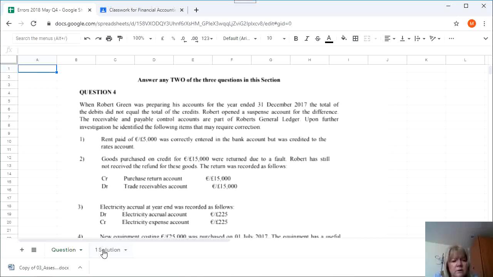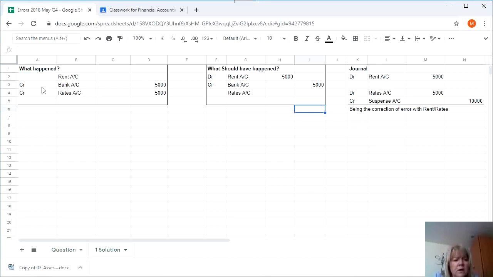So if we take a look at that one, first of all, to follow the three steps, number 1, you identify what has actually happened. So this was a payment of rent of 5,000. It didn't actually go through the rent account at all, and on the bank account it was correctly credited for 5,000, and on the rates account it was credited for 5,000.